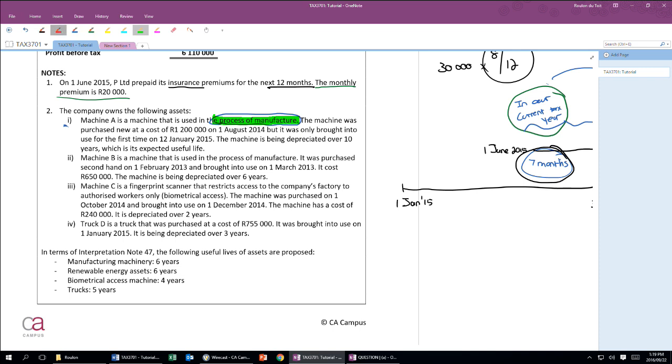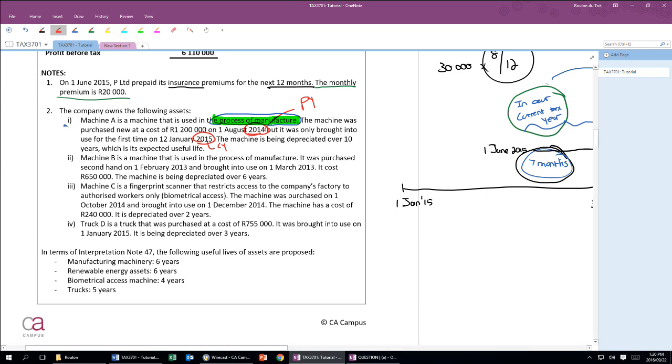So here's a very important principle to look out for in your exam. It was purchased in 2014, which was the prior year, but it was only brought into use in 2015, which is in the current year. You need to remember that you can only claim capital allowances from the moment it is brought into use. So 2015 was the first year of use for us for this machine. They didn't tell you that the machine is being depreciated over 10 years, which is its expected useful life. Please remember though, depreciation is again an accounting concept, so that does not matter to us.